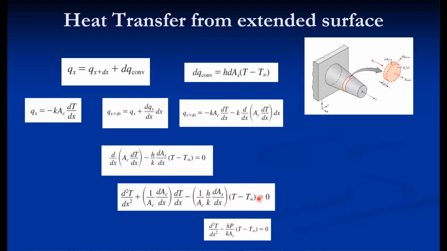Now T minus T infinity is the temperature difference at any particular point between the surface and the ambient. So this term we call theta. So d theta is equal to dT. If we replace this T by theta, then the same expression we can write as d2 theta by dx square minus n square theta equal to 0. In this case, theta is the temperature difference, T minus T infinity. So this is the second order differential equation in terms of theta.